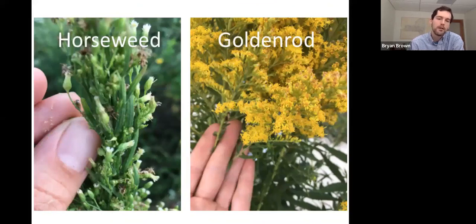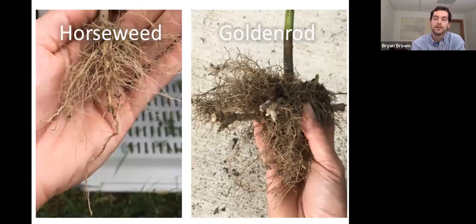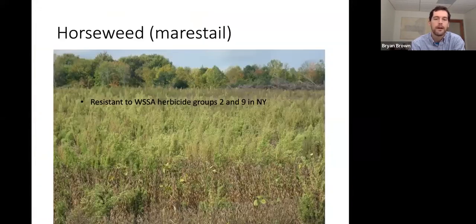Horseweed has white flowers, and those flowers produce seeds that allow it to proliferate and spread in the wind. So, which actually leads into, there's roots again. Goldenrod is a perennial, so it has extensive rhizome systems. It's connected to the plants around it, typically through the roots. Horseweed is typically resistant to herbicides in groups 2 and 9 in New York, unfortunately.